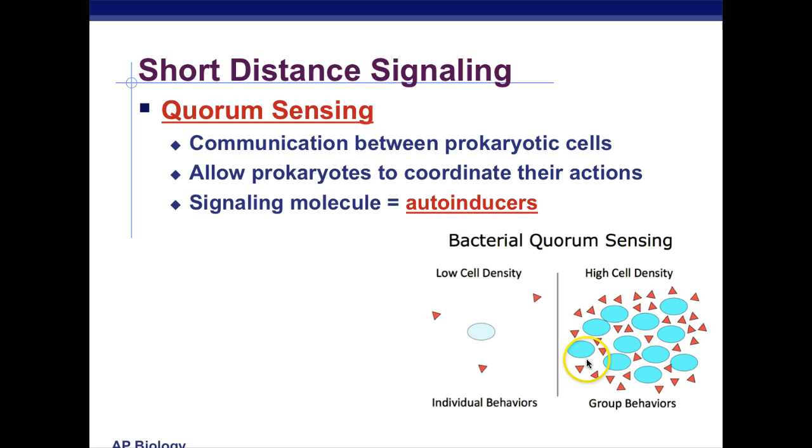But when you have lots of bacteria, you're sending out lots of these autoinducers and they're bumping into each other. And what it'll do is when you get to a certain concentration of these signaling molecules, it will stimulate the bacteria to do a particular function. For example, make a protein that would make you sick.